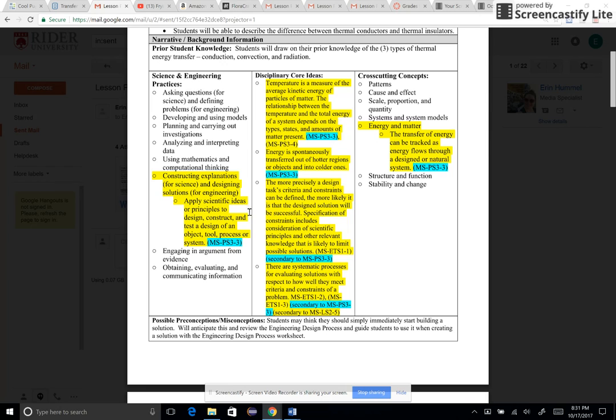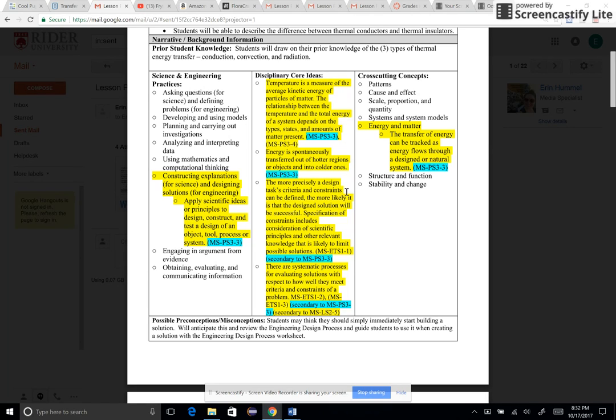So for this lesson, the science and engineering practices that are engaged are to construct an explanation and design solutions. And they're going to apply scientific ideas or principles to design, construct, and test a design of an object, tool, process, or system. The disciplinary core ideas include temperature as a measure of the average kinetic energy of particles of matter. The relationship between temperature and the total energy of a system depends on the types, states, and amounts of matter present. Also, energy is spontaneously transferred out of hotter regions or objects and into colder ones.